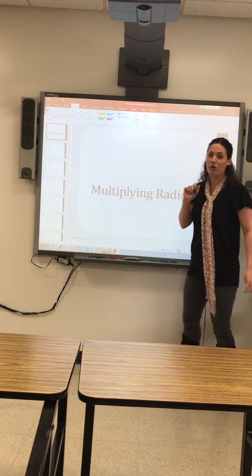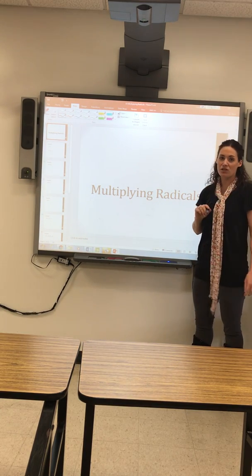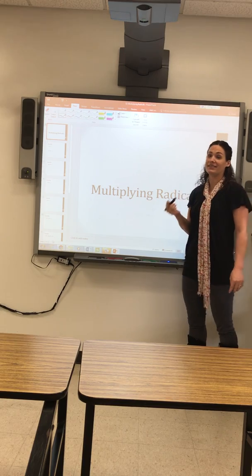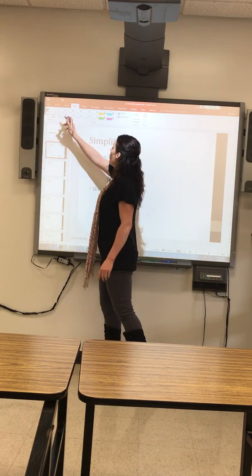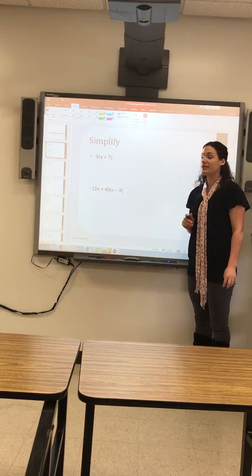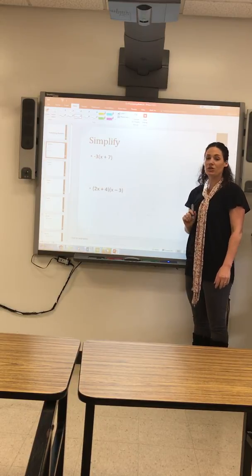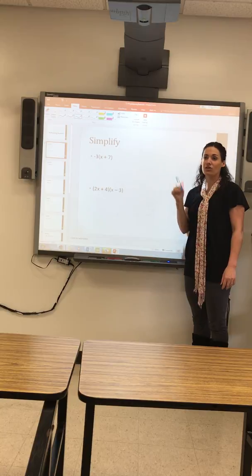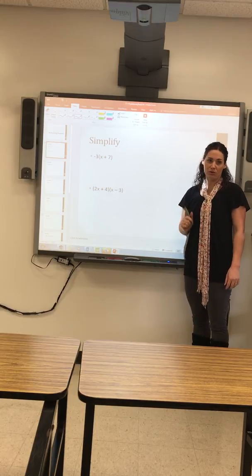So we're going to be working on multiplying radicals today. Make sure you've got your notes labeled. We're going to start out by reviewing just what the distributive property is, and really you should have no troubles with this. So write these problems down, do them on your own.